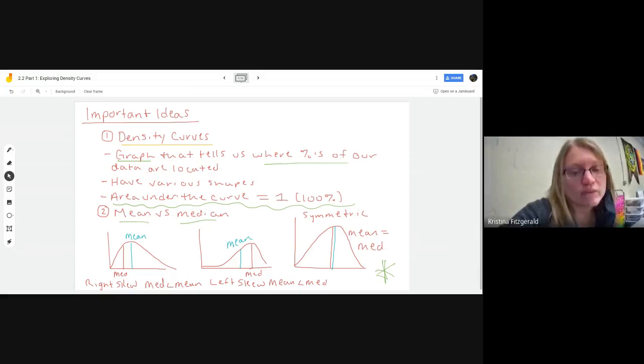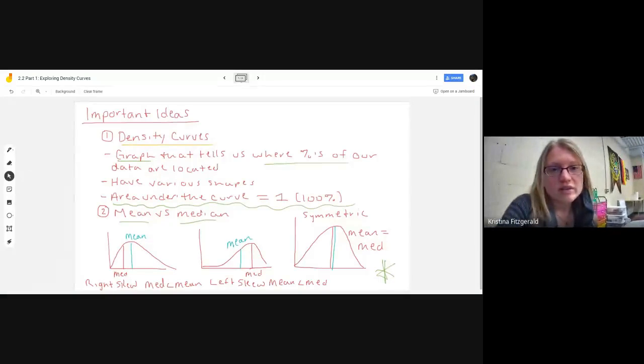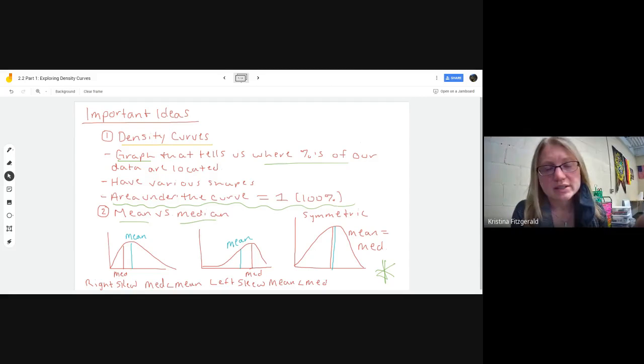Okay, so let's take a look at what we've done today. We have essentially gone over the last part of 2.2 part 1 together. We talked through the important ideas together, and we also went through some examples together today on the check for understanding for 2.2 part 1, exploring the density curves. This is typically a little tricky, so you want to make sure you are understanding what's happening today.